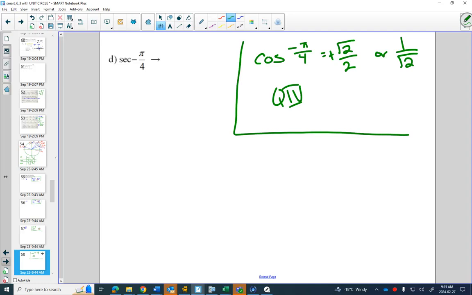Okay? If this was a long answer question, once you get what cos is, that cos is root 2 over 2, you can write that secant is the reciprocal. Secant would be 2 over root 2. Most likely, if this was a multiple choice question, it would show up as root 2, because that's flipping 1 over root 2. If I flip 1 over root 2, do the reciprocal, I'll get root 2 over 1.